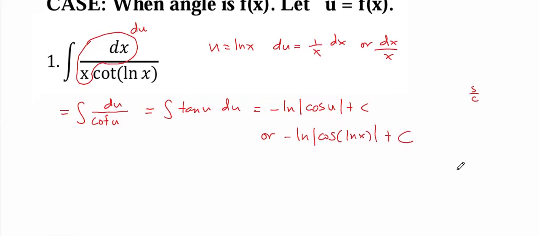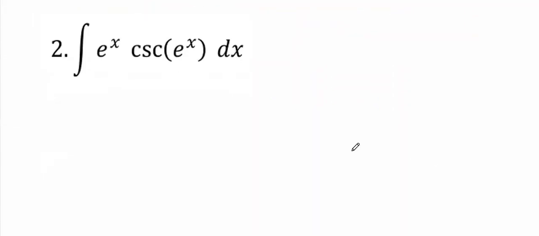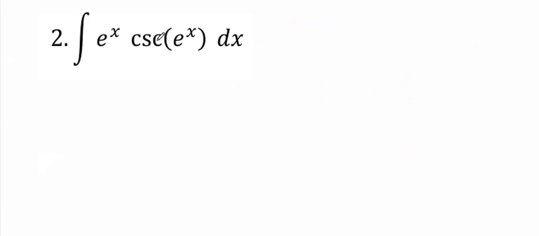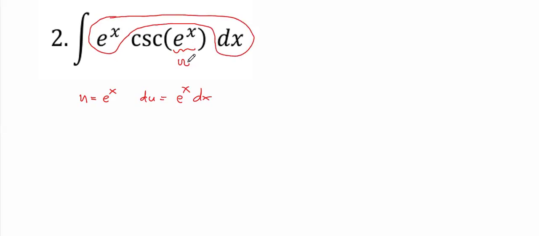Just to emphasize the idea, the angle of the cosecant is e to the x. So let this be u. Our u is e to the x, and our du is e to the x dx. We see that e to the x times dx is du. So this reduces to the integral of cosecant of u du.